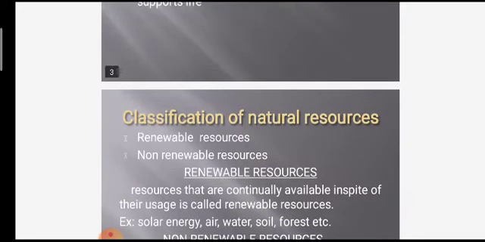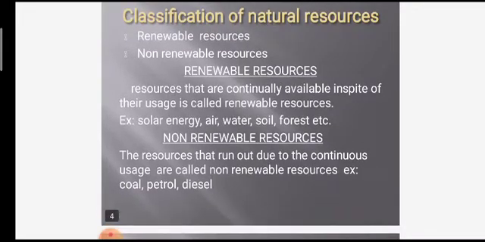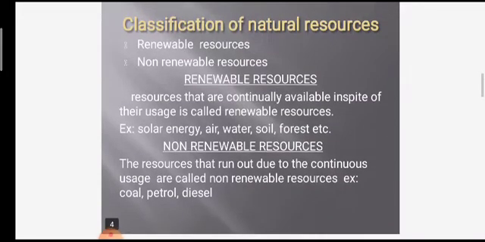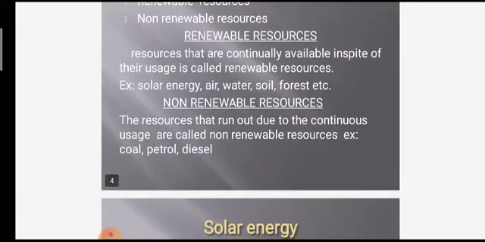Then we classify the natural resources into two: renewable resources and non-renewable resources. Let us understand what a renewable resource is. Resources that are continuously available in spite of their use are called renewable. That is, we can renew them, we can make them again and again. Renewable means we can renew as many times as we want. For example, solar energy, air, water, soil, forest. These are examples of renewable resources.